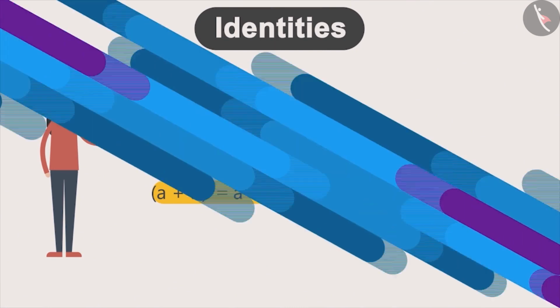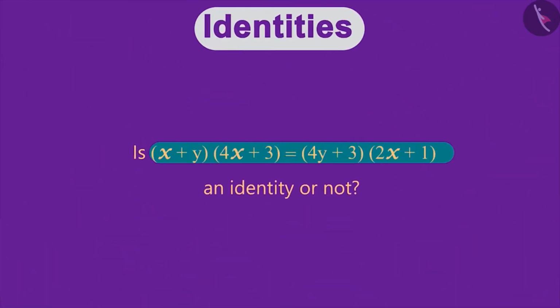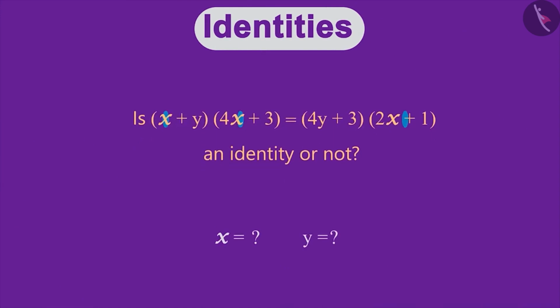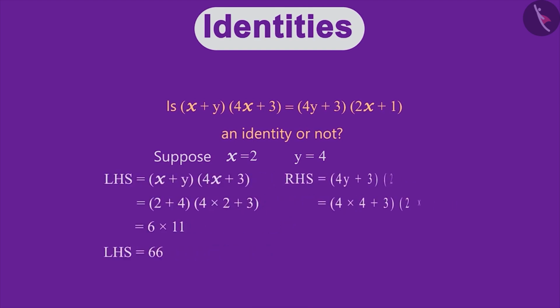Let's look at the first mistake. Can you tell whether this equation is an identity or not? The easiest way to find it out is to try putting a number instead of x and y. For example, let us take x as 2 and y as 4. By doing this, LHS will be 6 multiplied by 11, which is equal to 66, while the RHS will be 19 multiplied by 5, which is equal to 95.